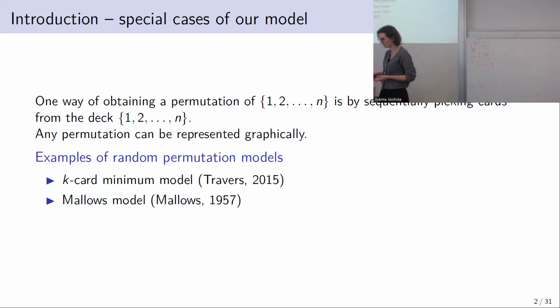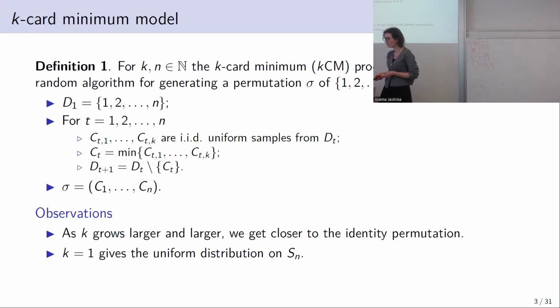The 2 examples that appeared in the title of my talk: the K-card minimum model was introduced by Travers in 2015, and the more famous Mallows model was introduced by Mallows in 1957. So let's start with making you familiar with both of those models, and then I will explain how we decided to generalize them, how we describe the more general family of random permutation models.